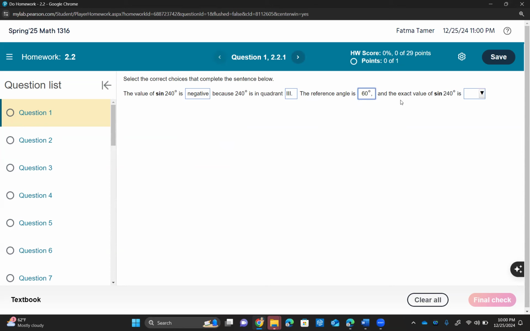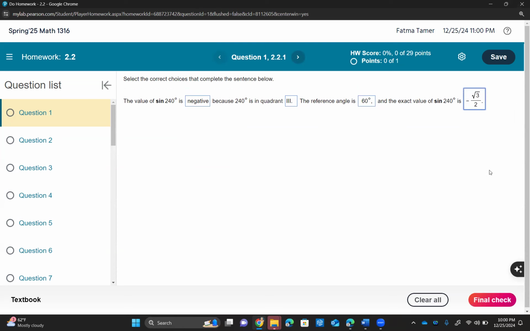And then the exact value of sine of 240 will be the same numerical value as sine 60, and sine 60 is root 3 over 2. I believe, yes, it is root 3 over 2, but it is negative root 3 over 2 because it needs to be a negative number.